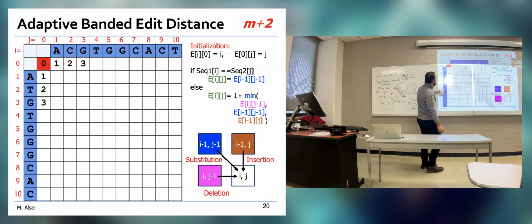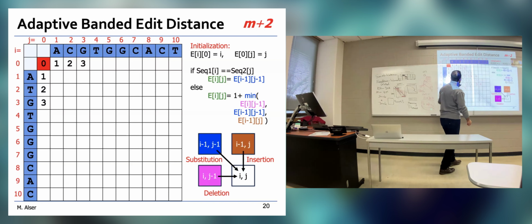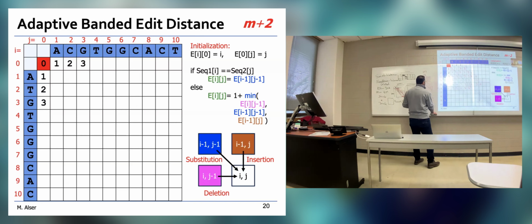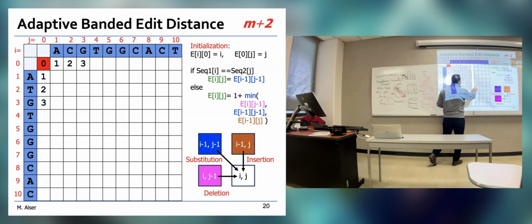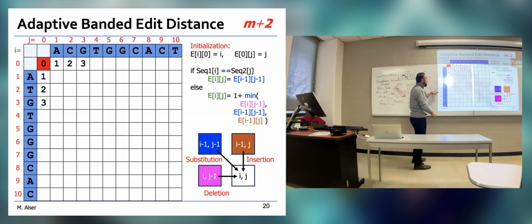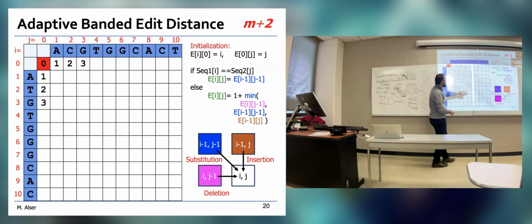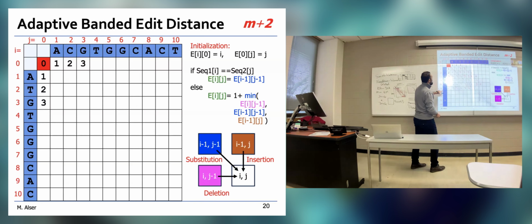Now G and G are the same, so just copy the value in here. 2. 2 is now our new minimum. So this is 4. 4 still within the limit, yes, so continue. G and G are the same, so copy the value 1. 1 is our minimum, so this is 3. And we're still within the limit, so continue.